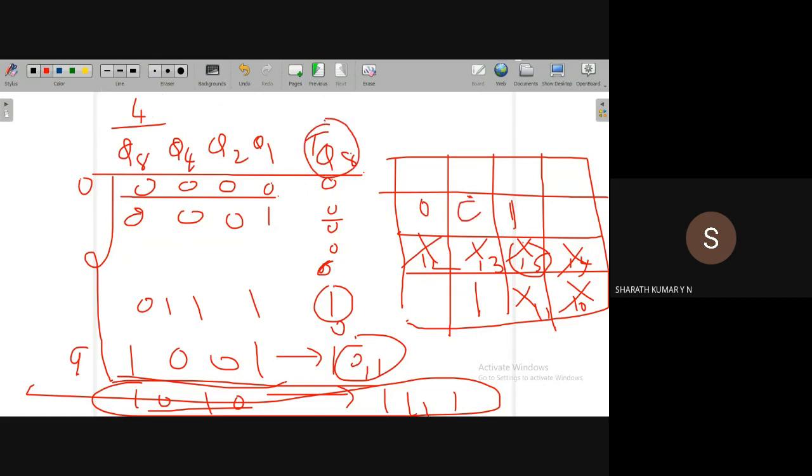So this is also 0. Okay, so how to group this? Something like this. Group, not the don't care. Okay, group these two, one and don't care. And similarly group these two, this one and don't care.